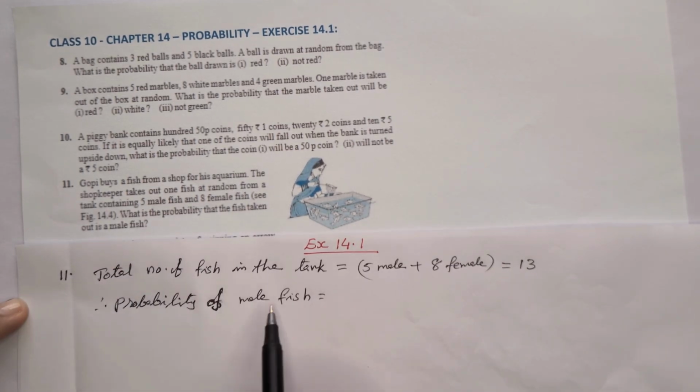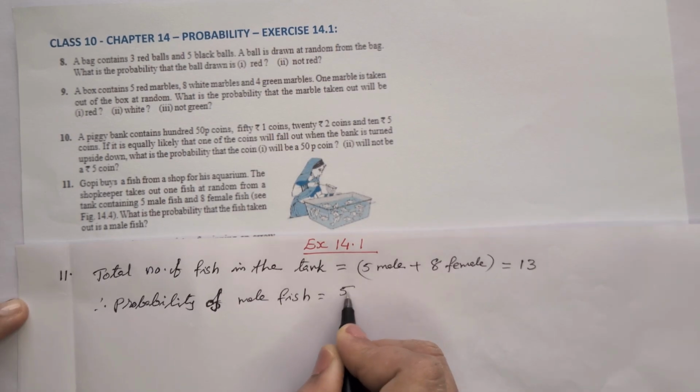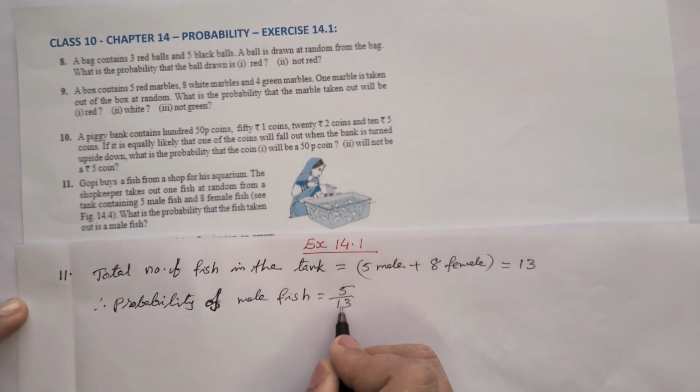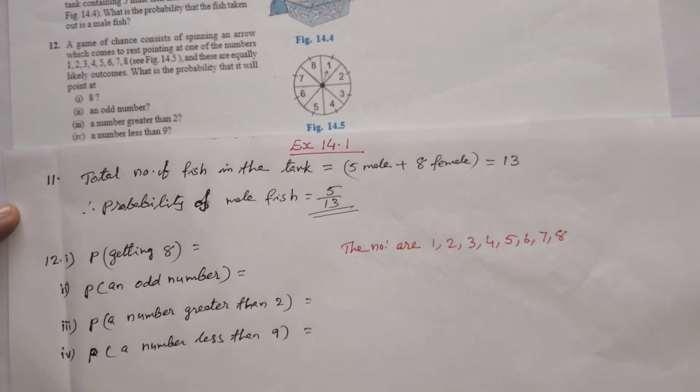So the probability to get a male fish is, here 5 male fish, so 5 by total 13. So 5 by 13.